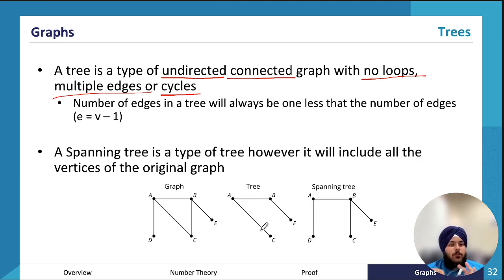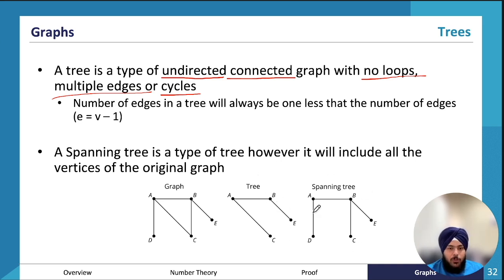Next, we have something called spanning trees as well. So the difference between a tree and a spanning tree is, if this is our parent graph, a tree will include some or all of the vertices. There's no restriction on how many vertices it has to include, but it's sort of like a subgraph of the original graph, including some or all of the vertices.